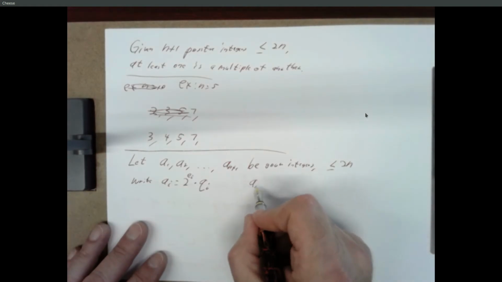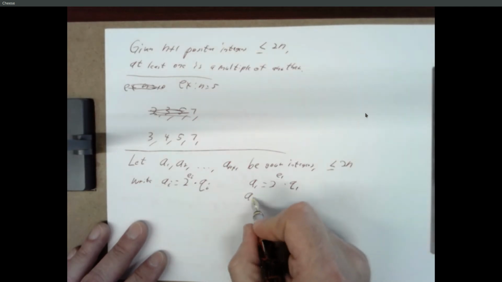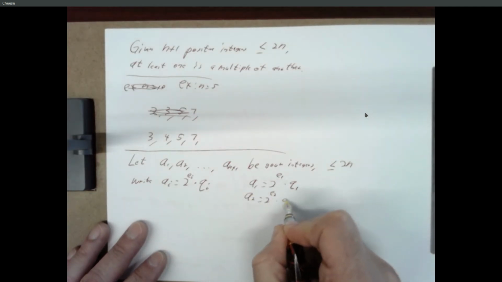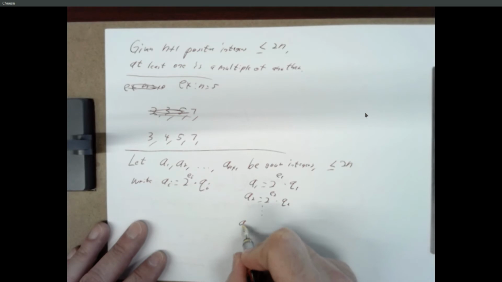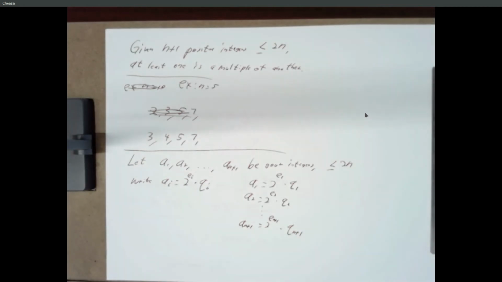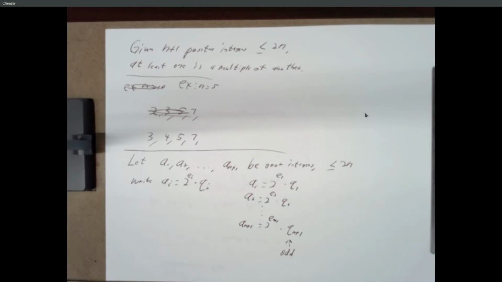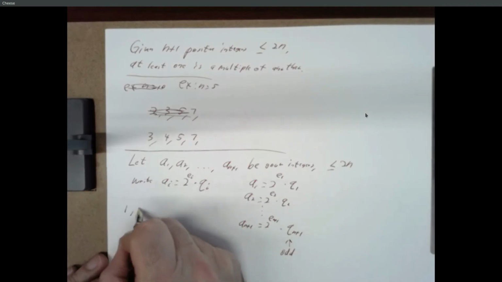So a1 is 2 to some exponent e1 times some odd number q1. a2 is 2 to the e2 times some odd number q2. a_{n+1} is 2 to the e_{n+1} times q_{n+1}. And all of these numbers are odd. Well, how many odd numbers are there between 1 and 2n?